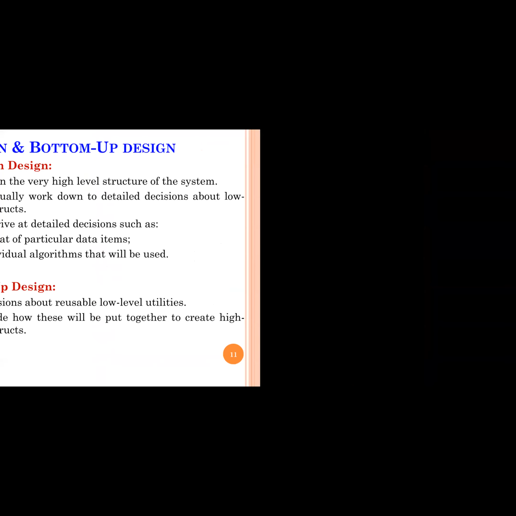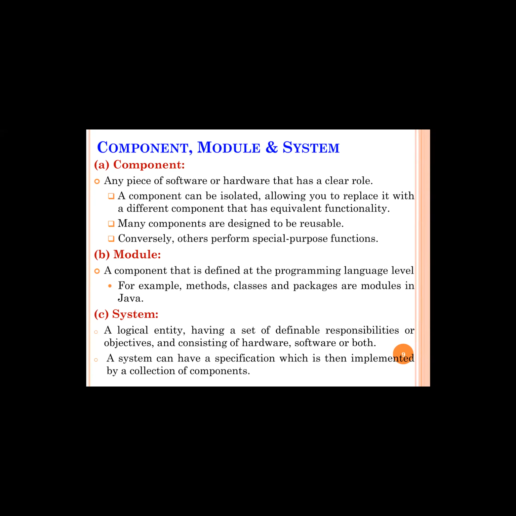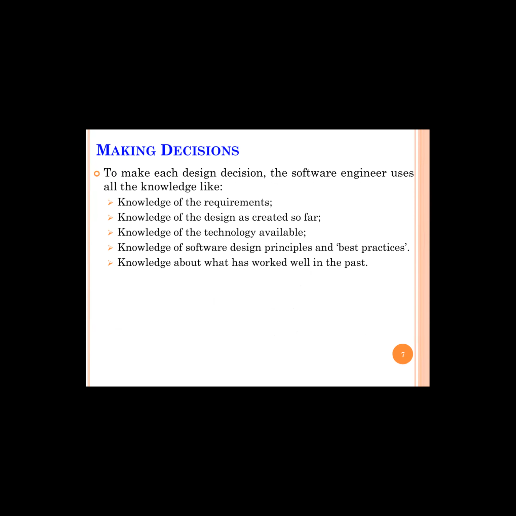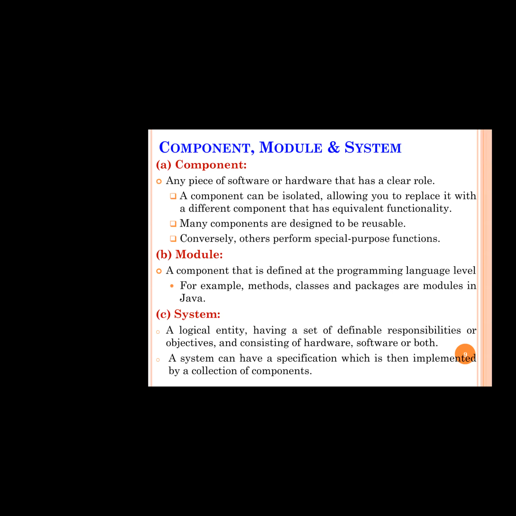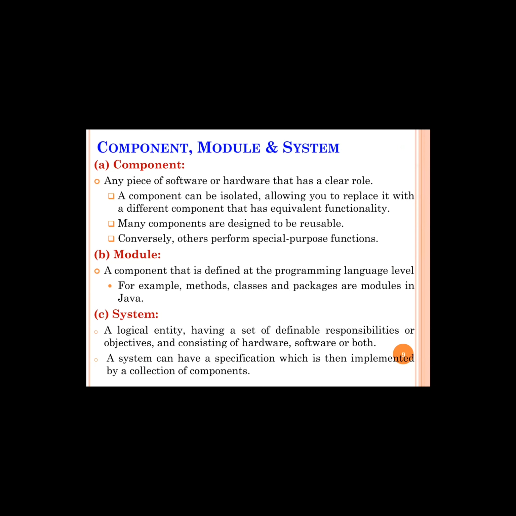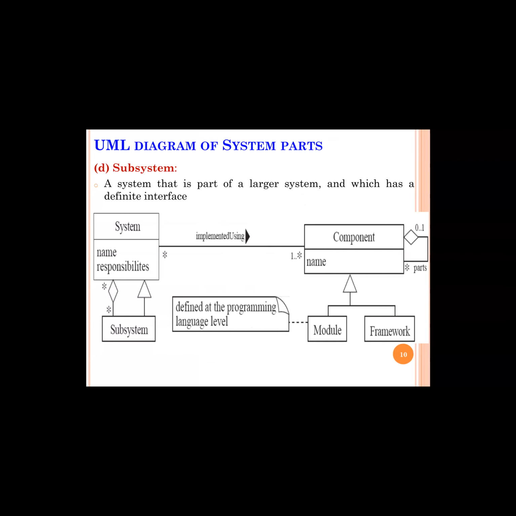Any doubts with respect to the top-down and bottom-up design process? So we started with what the design process is. Then we discussed how to make good design decisions, and what the design space and the framework are. Then we discussed the difference between the component, module, and the system. Then how we can represent the component, module and system in UML diagrammatic form. Here we took the object diagram and class diagrams to represent the relationship between systems, subsystems and components.